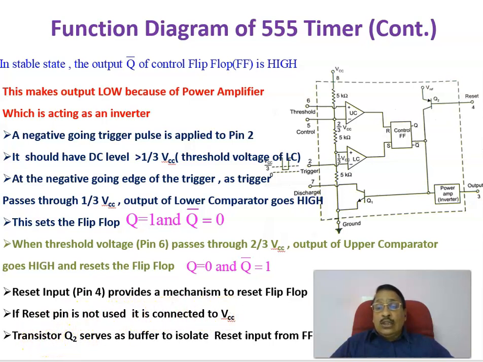And transistor Q2, this PNP transistor, is acting as a buffer to isolate the reset pin from the flip-flop. That is the function of this transistor. Anyway, there are two transistors, one is Q1 and another is Q2. This is acting as a buffer to isolate the reset pin from the flip-flop.